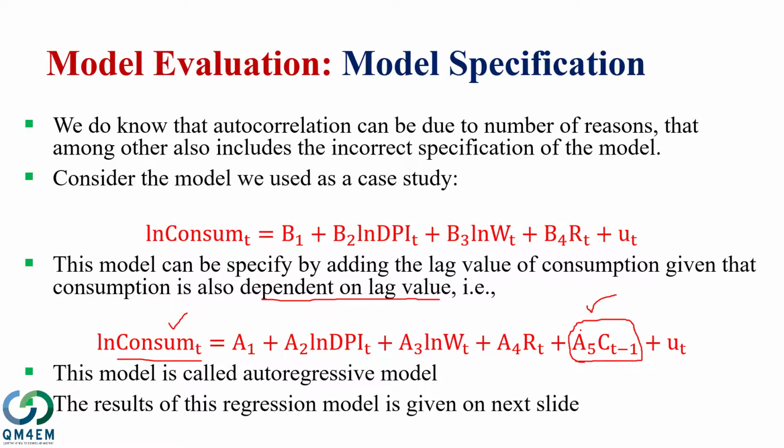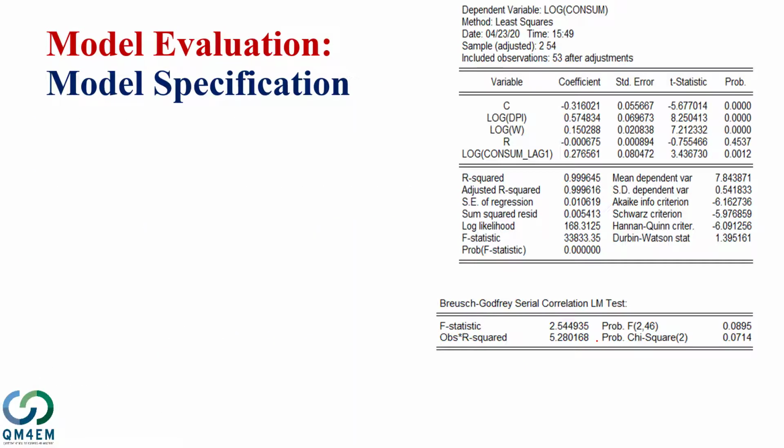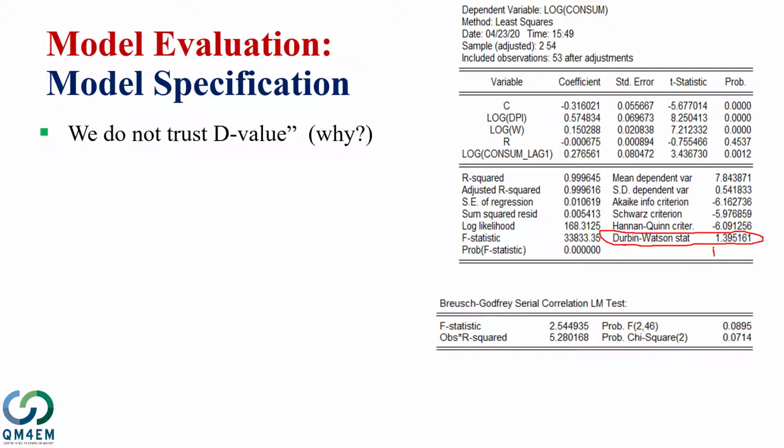If we run this autoregressive model in EViews using the same output, I'm not going to demonstrate that because it's a straightforward task, but I'm directly showing you the result. You can see the results on the screen. First, we do not trust the value of the Durbin-Watson d statistic here for autocorrelation, although it shows something. Why do we not use it? Because we have the lag value of the dependent variable as an explanatory variable, and that is a violation of one of the assumptions of the Durbin-Watson d statistic.